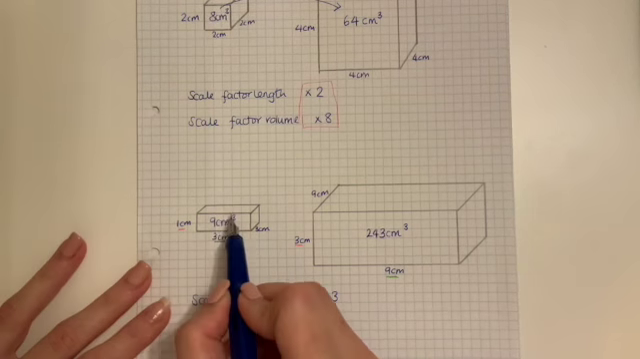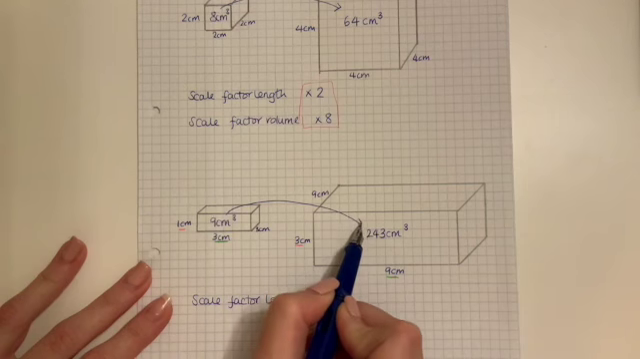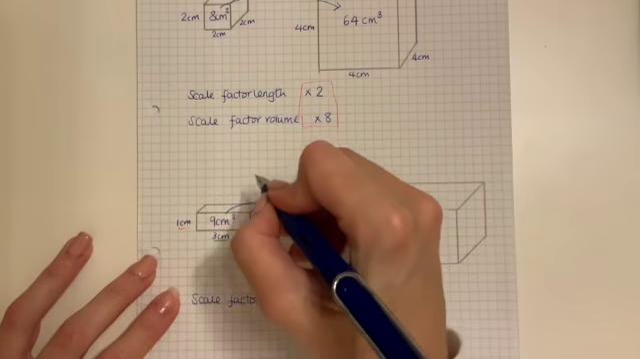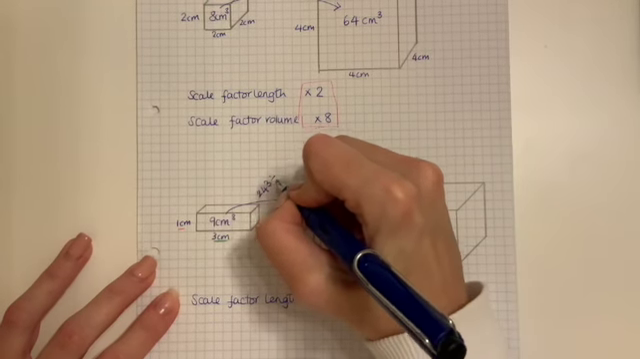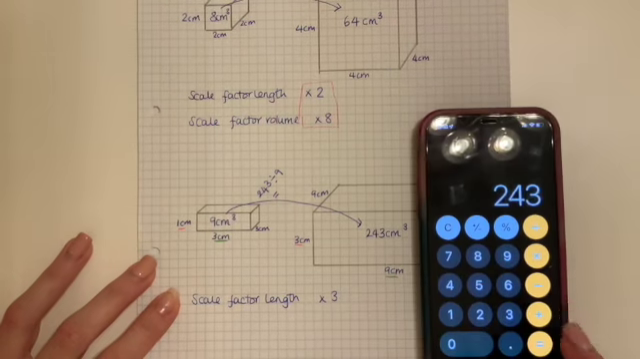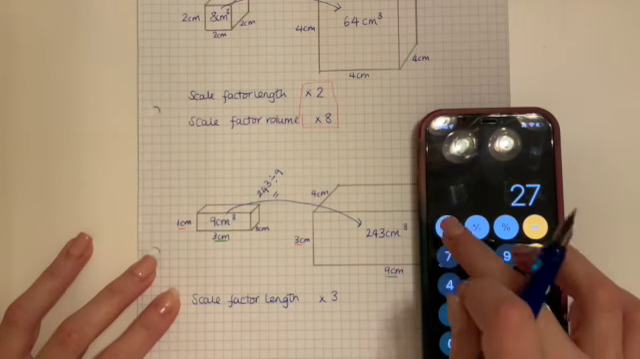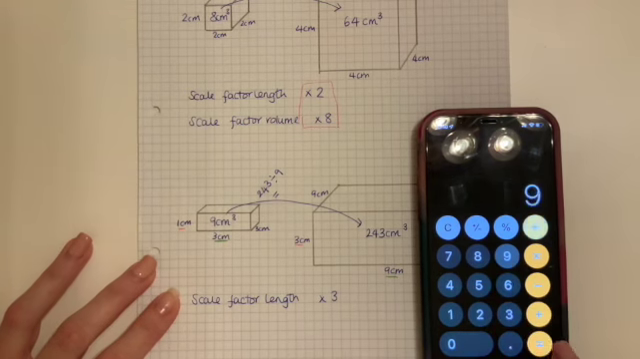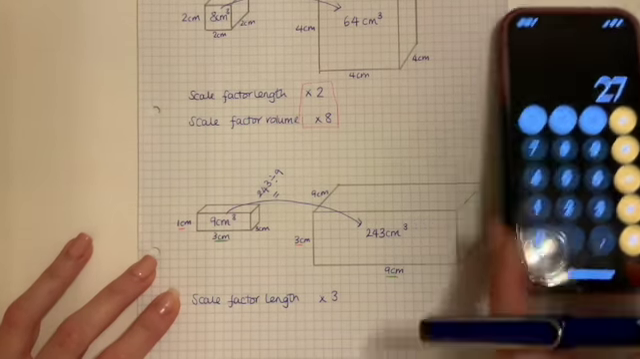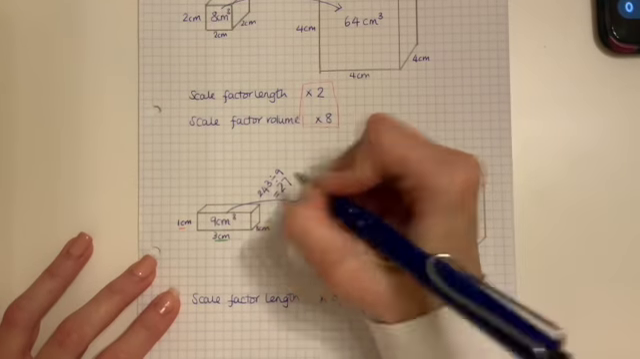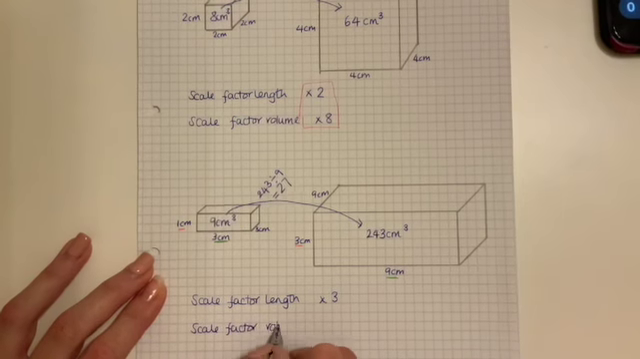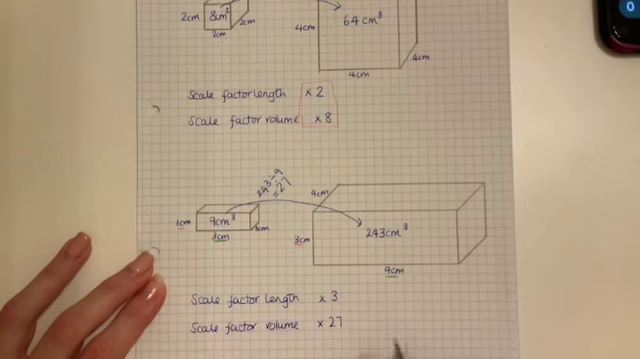Okay, so let's have a look then. So to work out now, we need to figure out what we've multiplied by to get from 9 to 243. So you would do 243 divided by 9, which I think is 27. I'm actually going to check on my calculator. 243 divided by 9. I'm only human. Right, 27. I was right. Okay, so the scale factor for volume is times by 27.